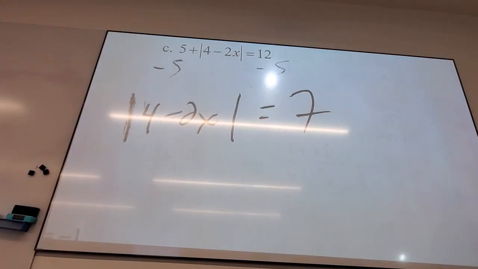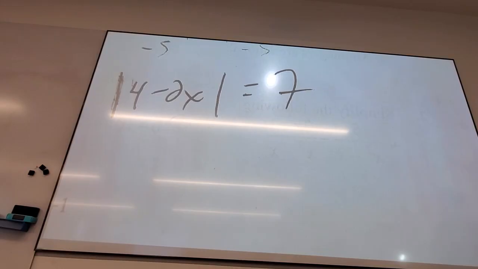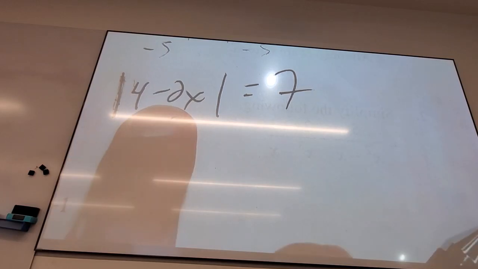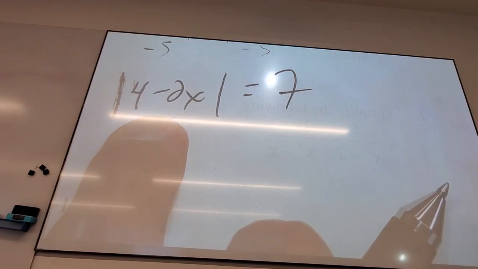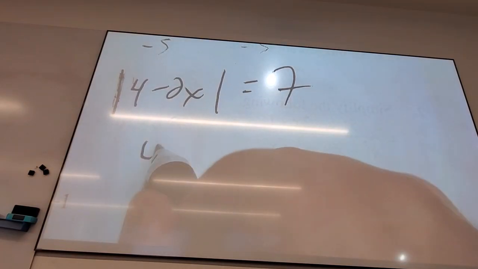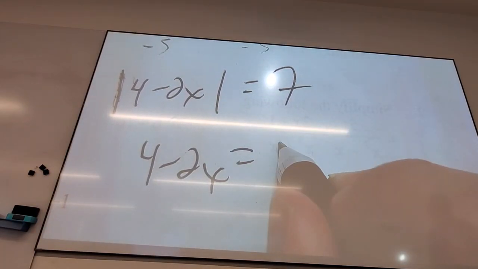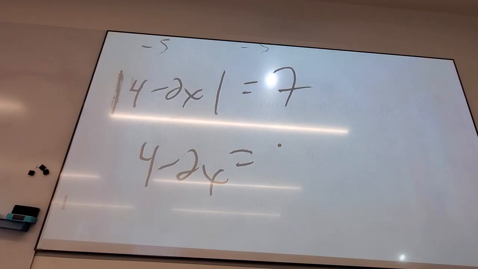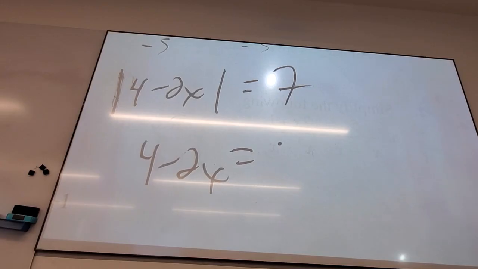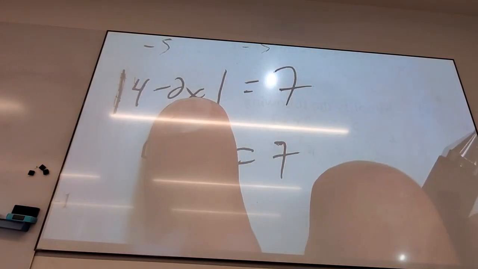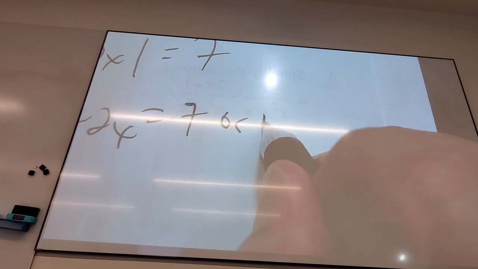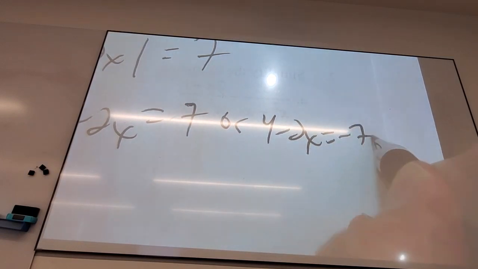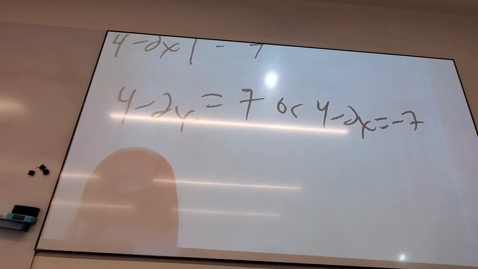What's the immediate next step? What must be true about the number in here? The absolute value of what is 7? What do I take the absolute value of to get 7? 7, -7. Okay, so either the number inside is 7, or the number inside is -7. And then you solve those.